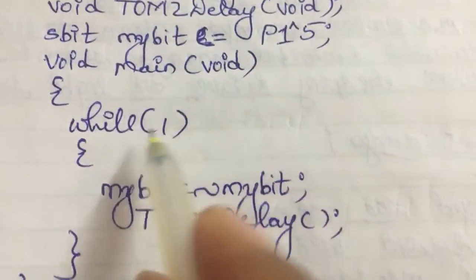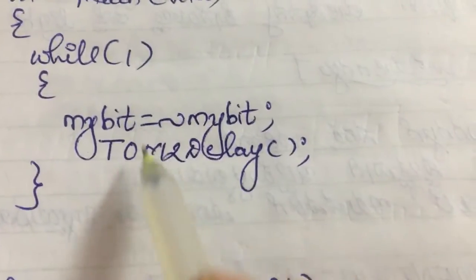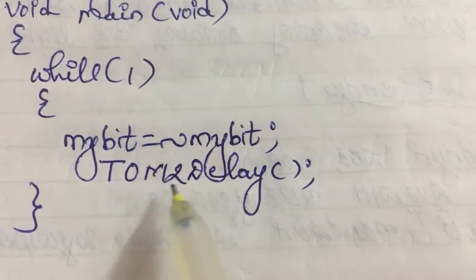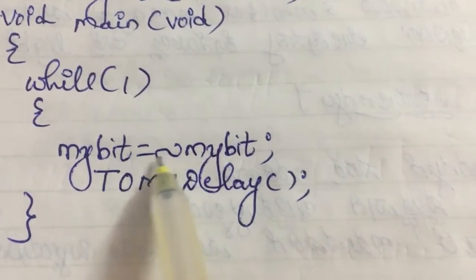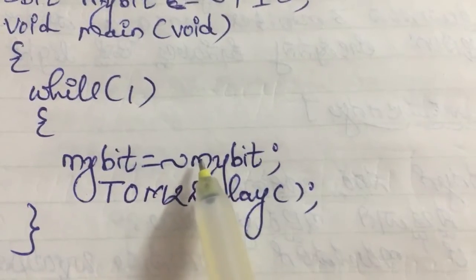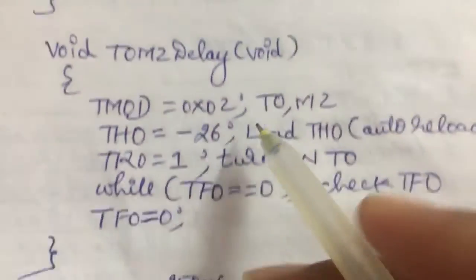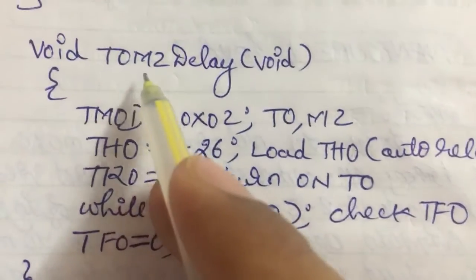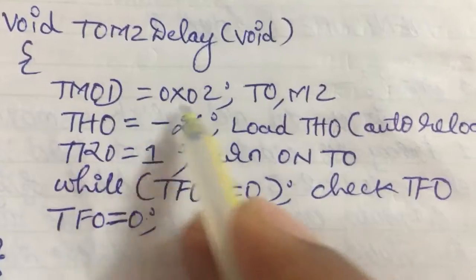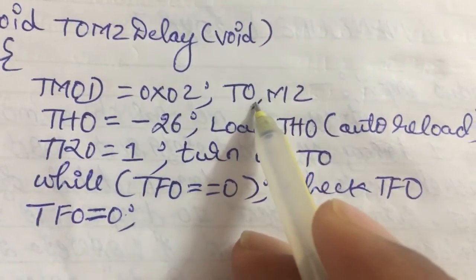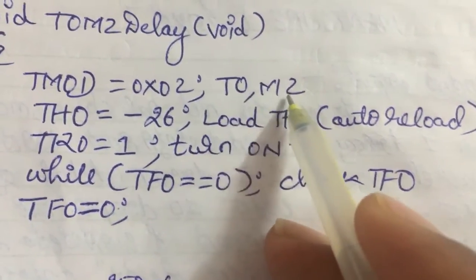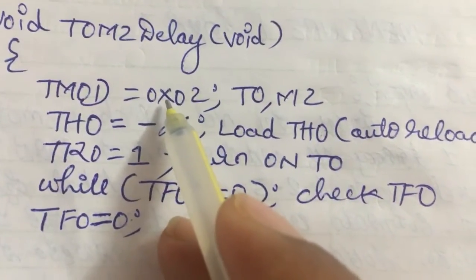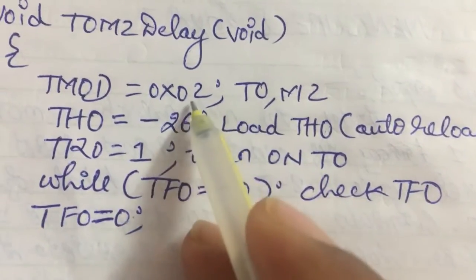Next, void main(void). While(1), we need to execute these statements repeatedly. So mybit = ~mybit, that means toggling of that particular bit, then call the delay. In the delay we need to insert the delay by writing TMOD. So the TMOD value is nothing but giving the information about T0, that is timer 0 that we are using in mode 2. This information is to be kept inside the TMOD value, that is 0x02.